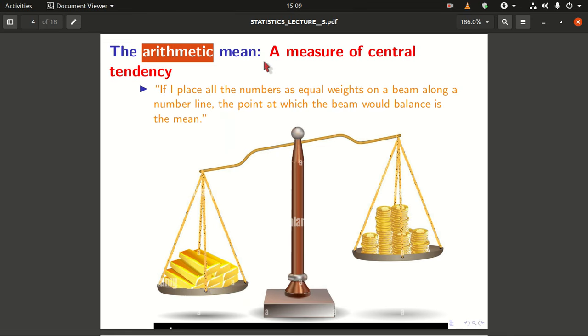Now, what is the arithmetic mean? If I place all the numbers as equal weights on a beam along a number line, the point at which the beam will balance is the mean. What does that mean? Suppose I have observations. Let me just make an example here.